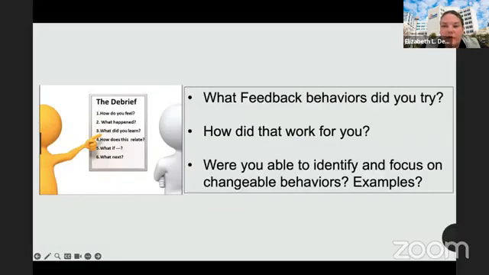What feedback behaviors could you use? If you practiced it with your neighbor, another person sitting with you watching this webinar, you could think about how the feedback you gave worked for you, and if you were able to give your trainee the information they needed. And also think about what were the changeable behaviors and examples you could give the trainee so that they could learn from this experience.